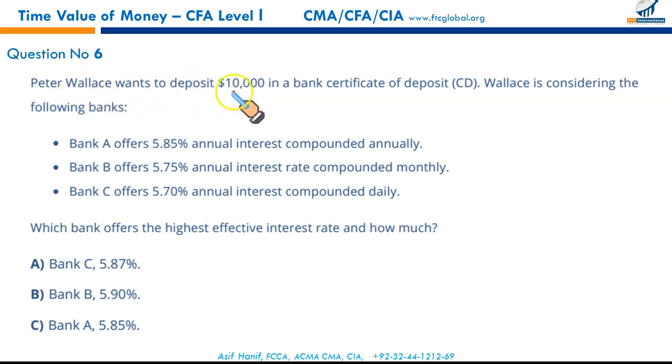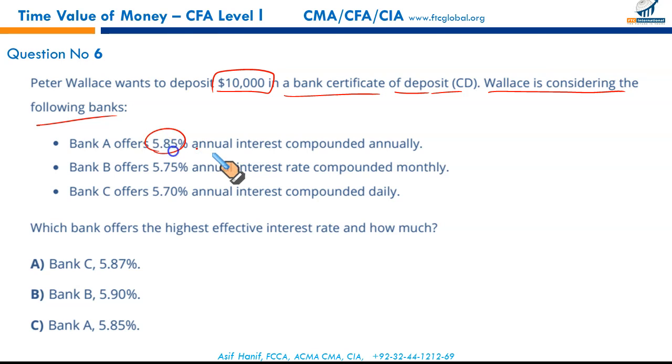Peter Wallace wants to deposit $10,000 in a bank certificate of deposit, CD. Wallace is considering the following banks. Bank A is offering 5.85% annual interest compounded annually. Bank B is offering 5.75% annual interest compounded monthly. This is compounded annually. So compounded annually means the effective annual rate would be 5.85%.